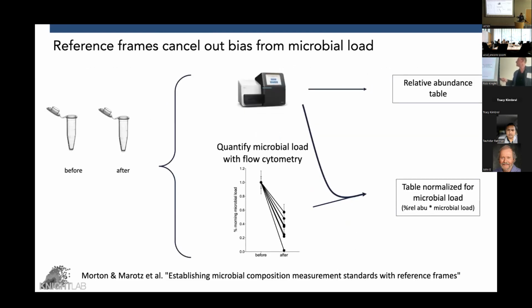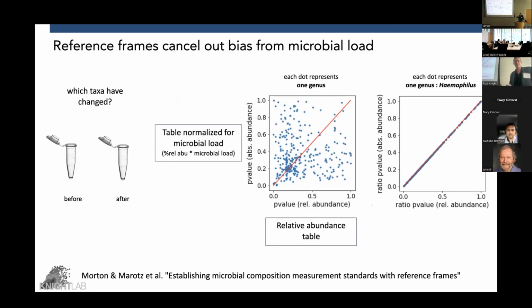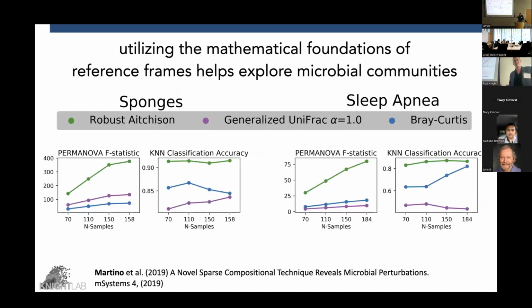To do this, Lisa performed some really laborious experiments where she could quantify the actual microbial load in each sample with flow cytometry, which is basically a fancy way of counting cells one at a time. It's exquisitely painful. But that's what got us a relative abundance table and a table normalized for microbial load. What we could look at then was which taxa had changed in that relative abundance table. You can see that the results after that normalization are near perfect, whereas before the normalization, you just get a horrible scatter that's no better than chance.